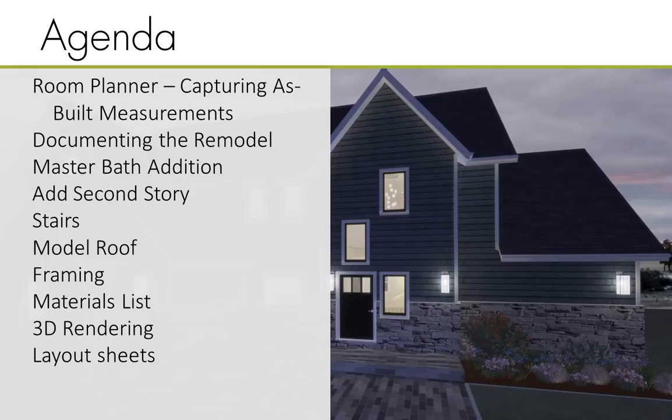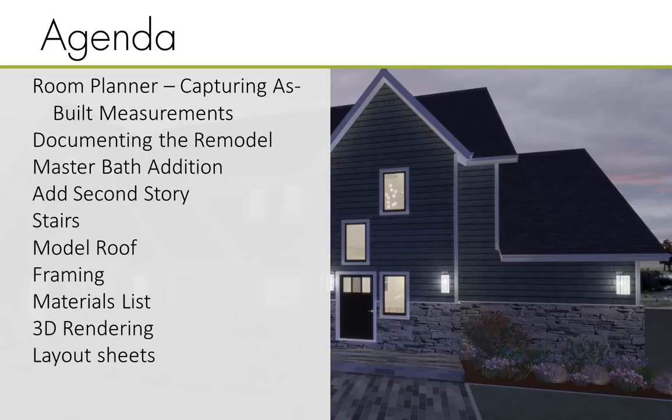We're going to start off our project in the Room Planner app, which is Chief Architect's mobile app for capturing as-built measurements to kickstart your remodeling project. We're then going to go through some settings and how you can document the remodel in Chief Architect, add our master bathroom addition, add a second story, add stairs, model the roof, remodel our framing, display a materials list, go through 3D rendering options, and creating layout sheets.